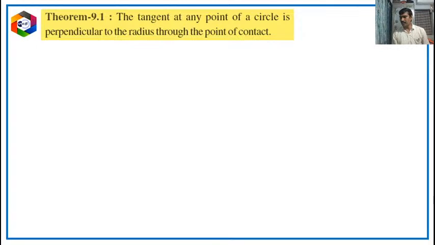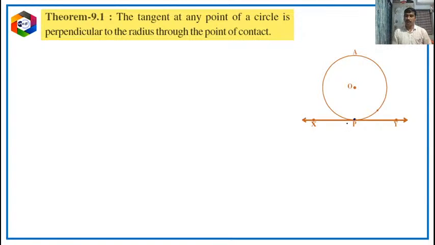As we know, what is a tangent? Children, a tangent is the line which touches the circle at only one point. Let us draw a diagram here. This is the circle. Here XY is the tangent which touches the circle at only one point P. Now the tangent at any point of the circle is perpendicular to the radius through the point of contact. Point of contact means the point where the tangent touches the circle.